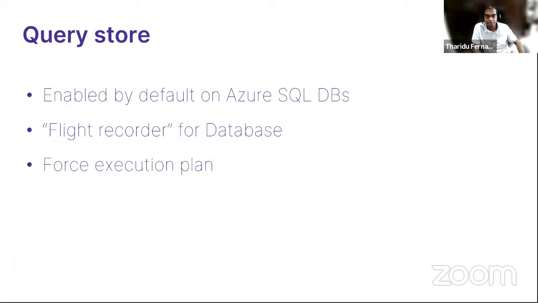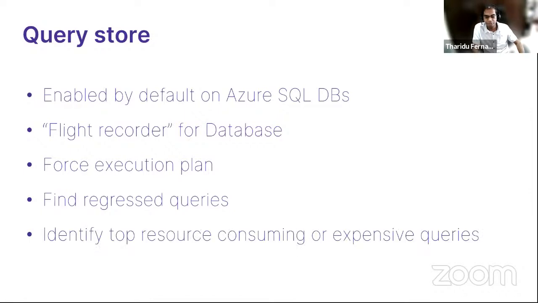And it has some features as well. Similar to the Azure portal, we can force execution plans also. And you can easily find regressed queries. What is a regressed query? It's a query that worked normally a couple of months back, and then performs worse little by little, and then it doesn't work. That is an example of a regressed query, and you can easily find those using Query Store. There are some other features as well. You can identify the top resource-consuming or expensive queries, in terms of data or CPU.